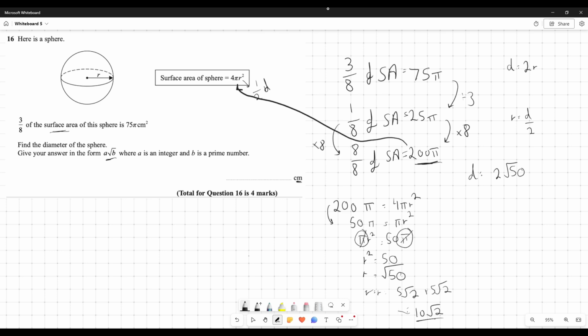And it says, as you can see, we leave it in the form a root b, and b has to be a prime number, which it is. 2 is a prime number. So we have it in that form, 10 root 2, so that makes sense as well. So now we can just write here 10 root 2, and that is it. It says centimeters, because that's just the units it's in, but you don't actually have to give it in a rational value.